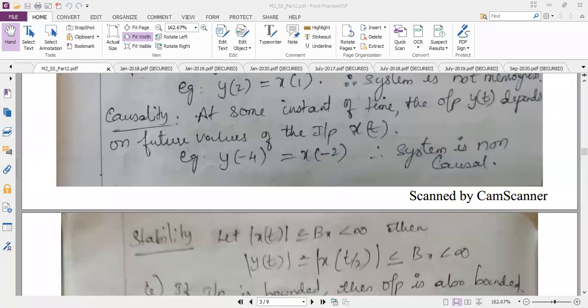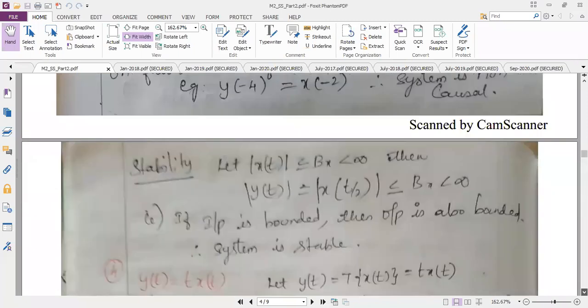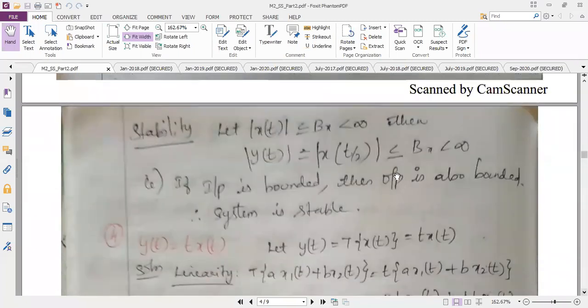Okay. So now the next thing is stability. I will tell you which system will be unstable. But so far, all the questions which we discussed come under stability. So for stability, if the input is x of t, magnitude of x of t is less than or equal to bx, less than infinity, then my output magnitude of y of t, as per the question, y of t is x of t by 2. So the magnitude of x of t by 2 is less than or equal to bx, which is less than infinity.